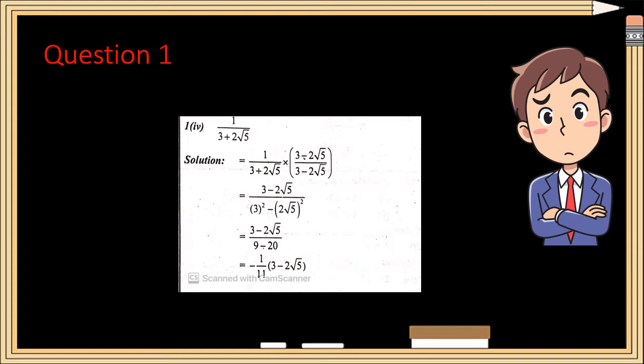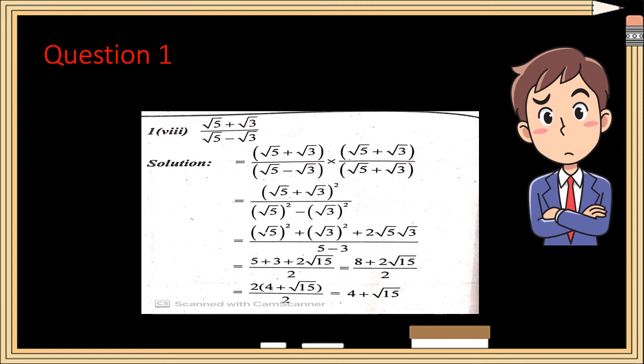So in the numerator we have 3 minus 2 under root 5, divided by 3 square which will give you 9. Similarly 2 square will give you 4 and we have square root of 5. The square root will be removed because of the square. So we have 4 multiplied by 5, so it will be 20. So 9 minus 20 will give you minus 11. Now you will get the answer.